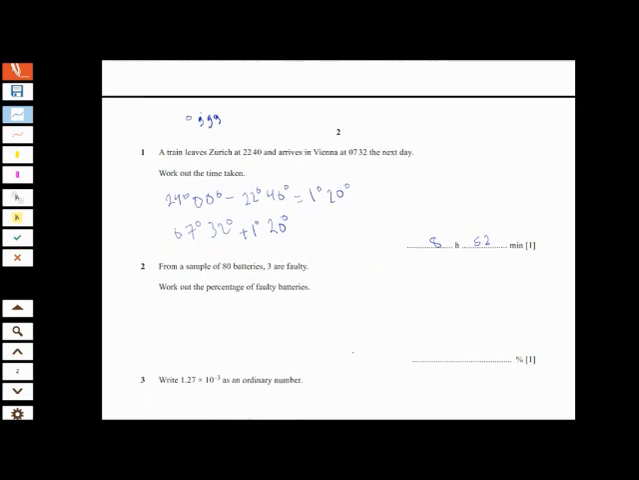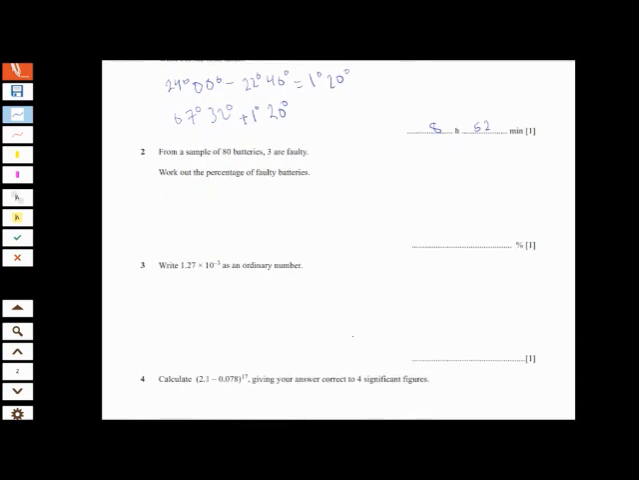Alright, now the second question. From a sample of 80 batteries, 3 are faulty. Work out the percentage of faulty batteries. So basically 3 over 80, times 100. You want the percentage, so times 100. That would equal 3.75%.